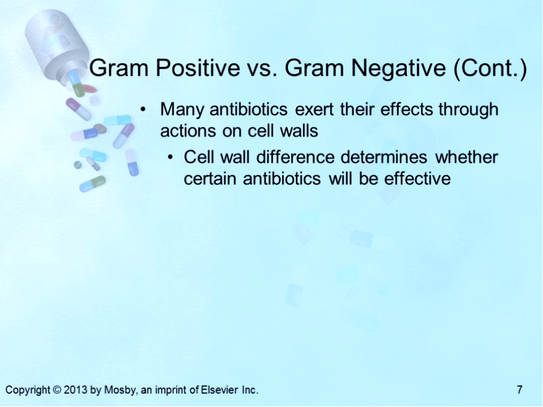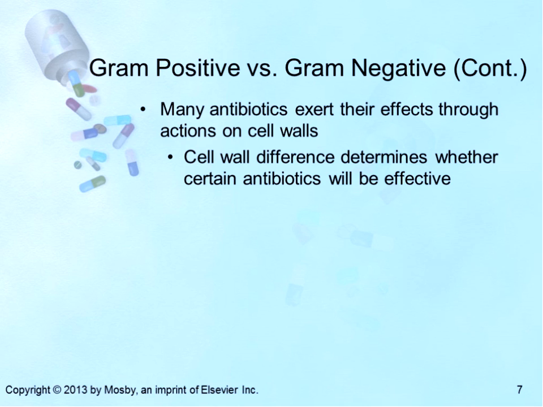Many, but not all, anti-infectives exert their effects on the cell walls. So cell wall differences determine whether certain anti-infectives will be effective, but not all. Anaerobes are organisms that can grow in the absence of oxygen. This characteristic allows them to grow in necrotic tissue and poorly aerated portions of the respiratory tract, because they don't need oxygen, and in necrotic tissue, oxygen is not available.